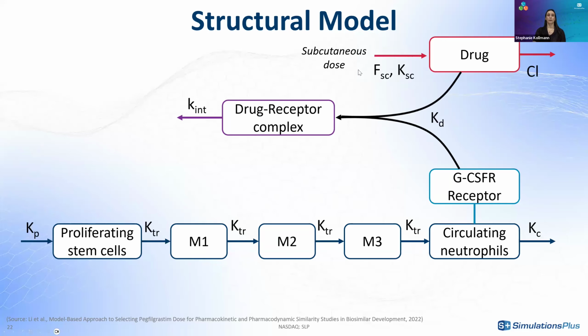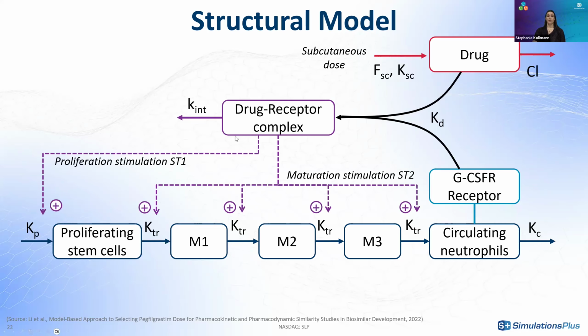The PK part of the model represents absorption after subcutaneous dosing into the central compartment, and the drug can either be cleared through linear elimination or via binding to receptors on the membrane of circulating neutrophils. And this binding forms the drug receptor complex, which is internalized into the neutrophils and degraded. And we assume that the binding is very fast, leading to a quasi-equilibrium target-mediated drug disposition model.